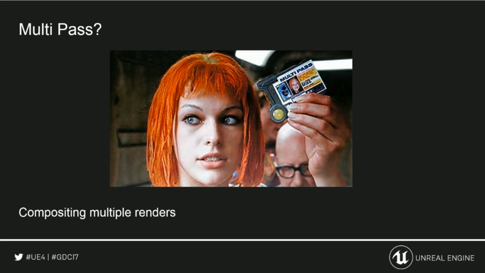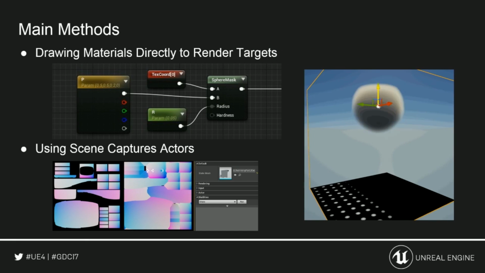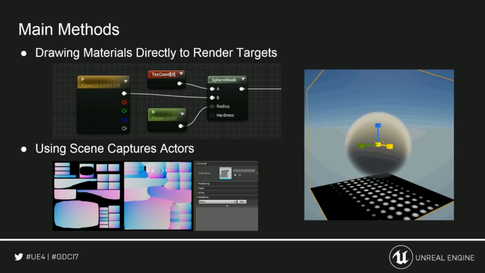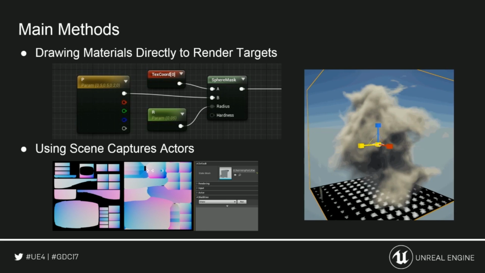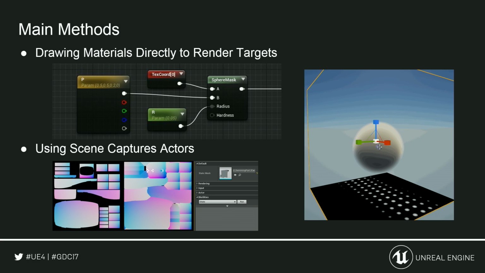The main methods we're going to talk about today are drawing directly to render targets with blueprints, and then making it a little bit more advanced, using a scene capture actor to get a little bit more information about the scene, like to do effects on specific geometry meshes.